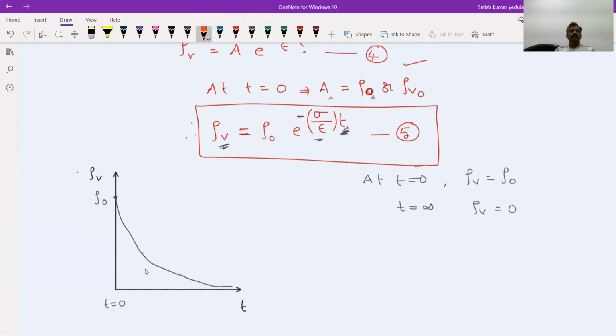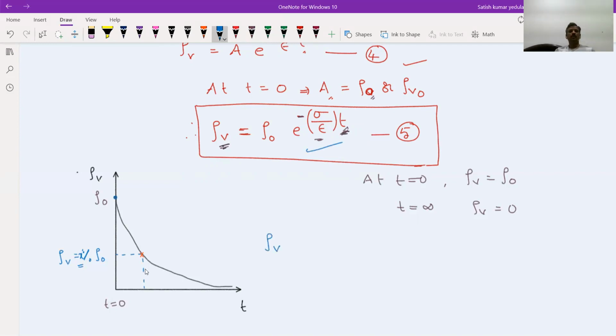Now I'll be taking some point where there is some time at which the volume charge density rho v is some percentage of rho naught, because rho naught is a very large value and this is not even half. We cannot say exactly how much. It may be half, one third, one fourth, or three fourths, which we don't know. So that's the reason we'll be calling it some X percentage of rho naught. Let us try to find out this X percentage from this expression.